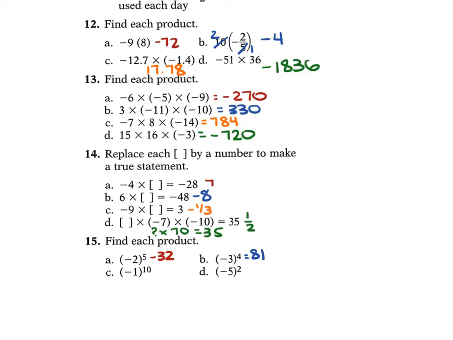For C, we have negative 1 to the 10th power. The negative is on the inside of the parentheses. The exponent is even, so we're going to have a positive number for our answer, and negative 1 to the 10th power is just positive 1. For D, we have negative 5 squared. Negative 5 times negative 5 is positive 25.